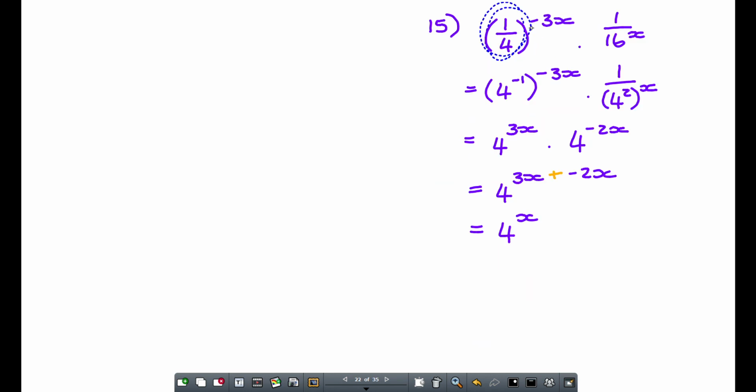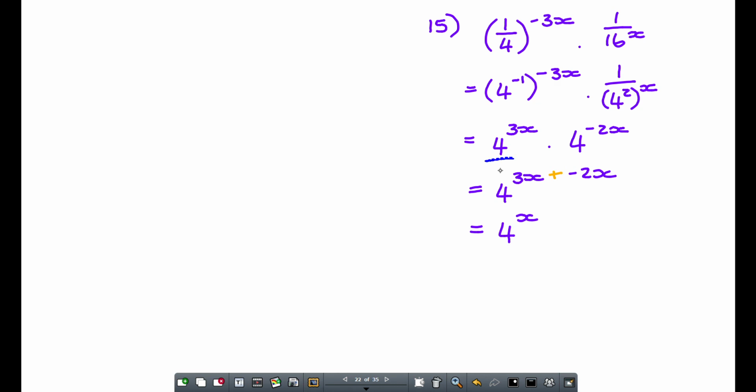This quarter is the same as 4 to the power of -1. And then at the bottom of that fraction, julle kan hom nou sien nie, daai 16 het ek net gaan opbreek en sê dis mos 4 tot die mag 2. Nou, hierdie -1 maal -3x will become positive 3x. Then on the right hand side, this will become 1 over 4 to the power of 2x. Maar toe gaan skuif ek daai boontoe, which means that it becomes 4 to the power of -2x. Is julle nog by?